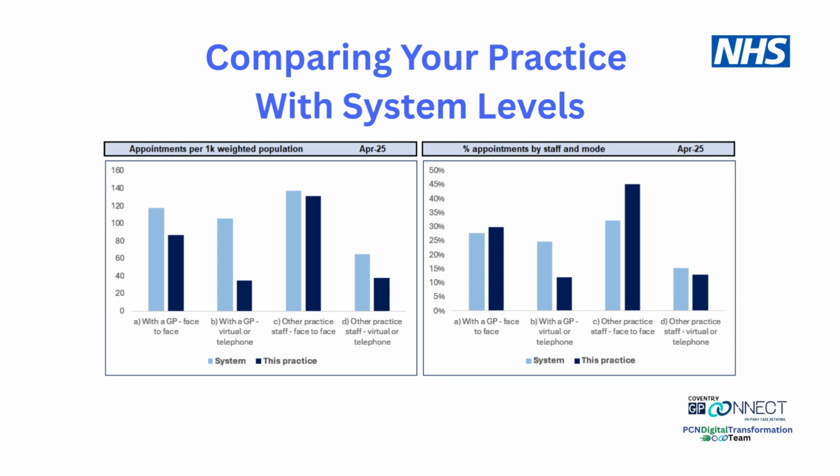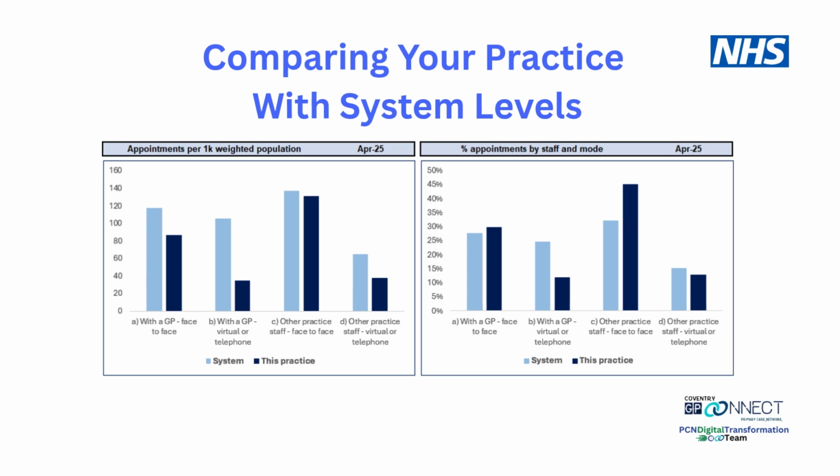Step 6. Reviewing appointment percentages. The last panel on this row shows the percentage of appointments by staff and mode. Compare percentages, such as this practice, 45% of appointments are other practice face-to-face. System average was 32%. Every practice has a different scenario, but making comparisons is important to understand where there are gaps to explore and perhaps make changes.